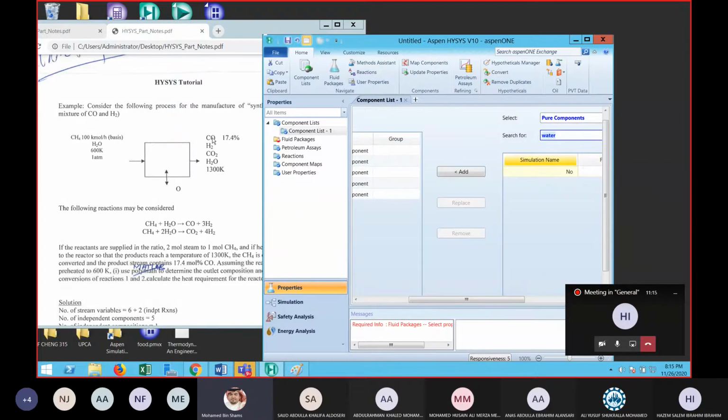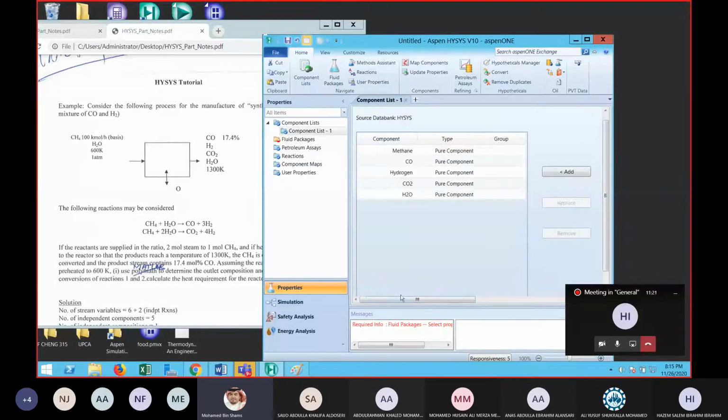I have 5 components: 1, 2, 3, 4, 5. H2O is already here. So I have 5 components available here.